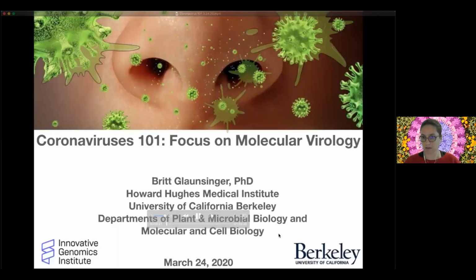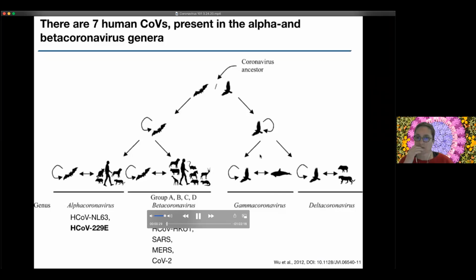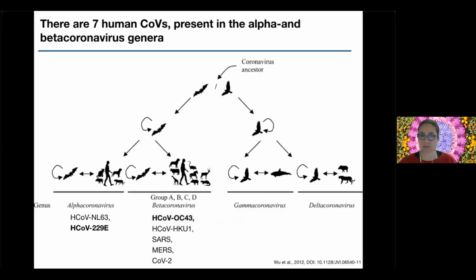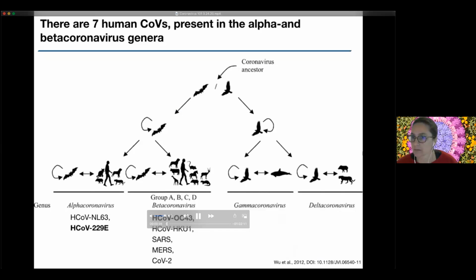presenting a lecture on the fundamental molecular virology of coronaviruses. These are viruses that have been circulating in the human population and in animals for a long, long time. We know of 7 human coronaviruses.